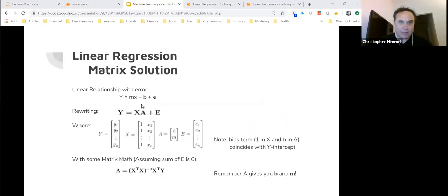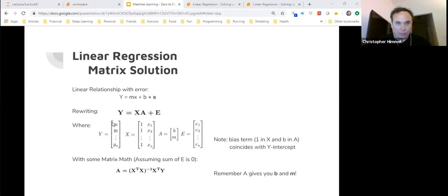So we started with y equals mx plus b plus e. That's our formula for this problem. So what we're going to try to do is find m and b so that we minimize e. We can rewrite this using matrix mathematics.